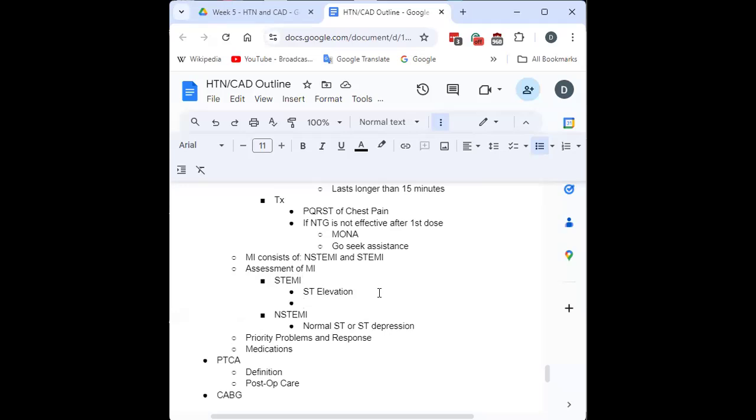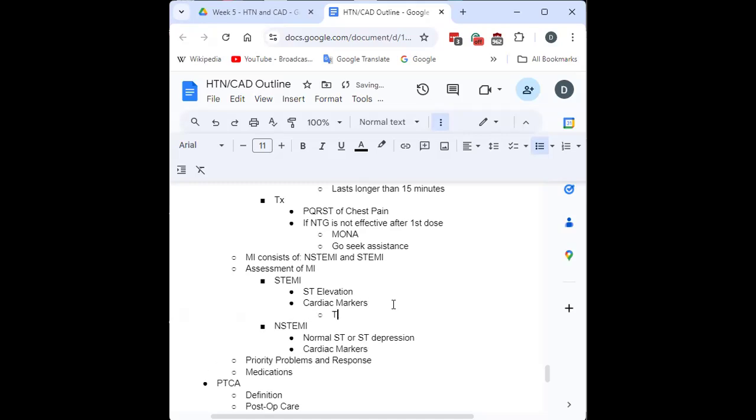So let's say you do an EKG and the patient has a normal ST, no elevation or depression. What else do you have to check? When you're in the hospital and you have an MI patient, what is the thing your clinical instructor is always asking you about? Either way, you're going to have to check your cardiac markers. There are a few of them, but the main one we really go over is your troponin.